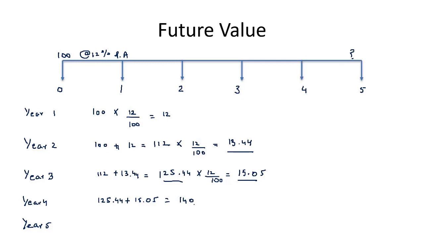This becomes 140.49, 16.86. Similarly for year 5, this becomes 140.49 plus 16.86. This becomes 157.35, and this earns 12%, which is 18.88.